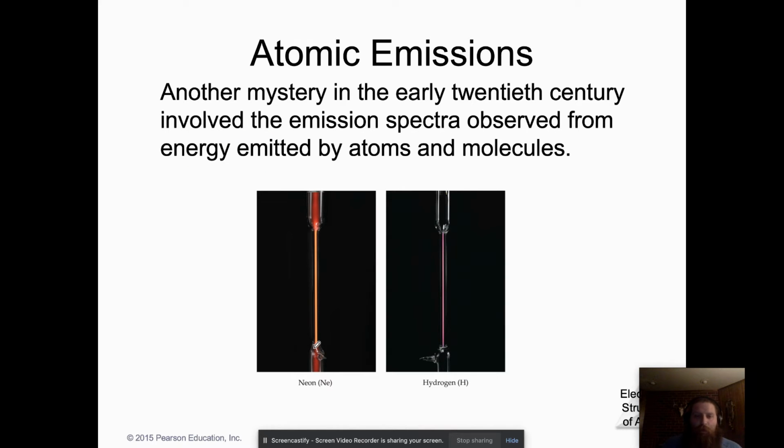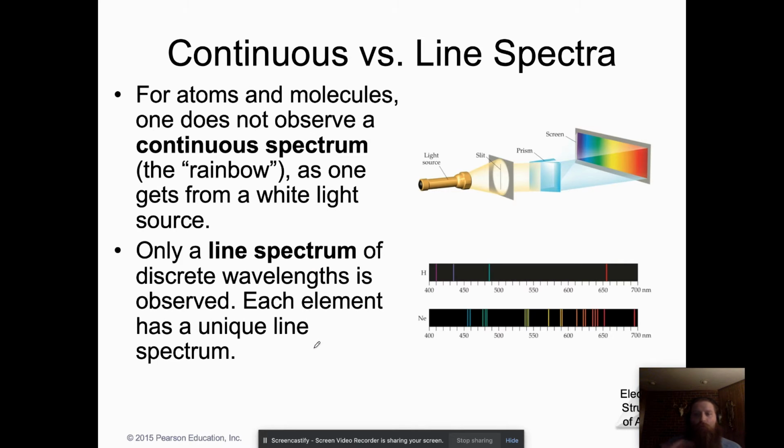The fact that if you heat up a gas and then pass the light from that through a prism, it will give you a spectrum. You can see here this line spectrum for hydrogen, and this one for neon. So the electrons are giving off specific wavelengths of light, and they show up in the spectrum like this as solid bands. It's pretty interesting stuff.